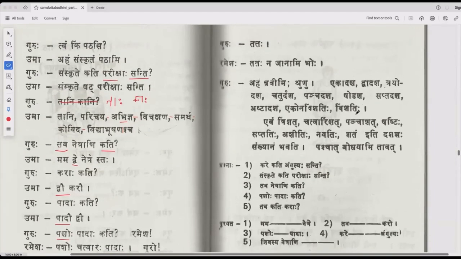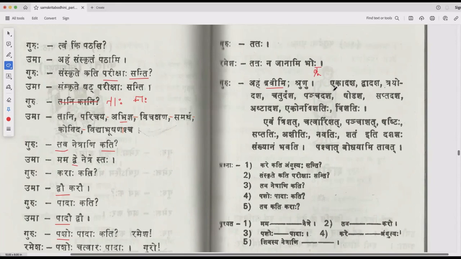Guruhu Tataha. Next, what next? Rameshaha Tataha Na Janami Boho. That I don't know. After that, I don't know, sir. Guruhu Aham Bravimi Shunu. I think Guru says, I will tell you, listen. Bravimi, the dhatu is Bru dhatu. What is the Purusha and Vachanam? Uttama Purusha Ekavachanam. Shrunu is listen. What dhatu? Must be shru dhatu.